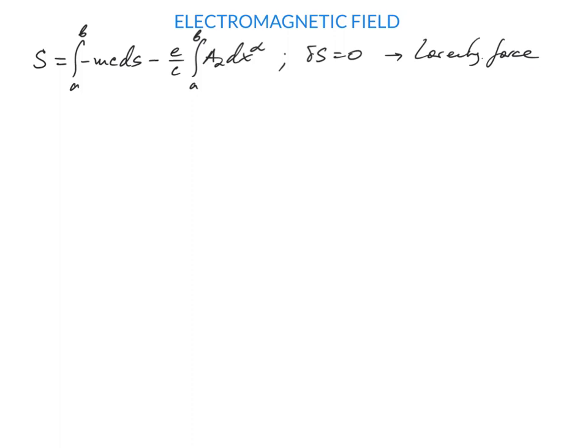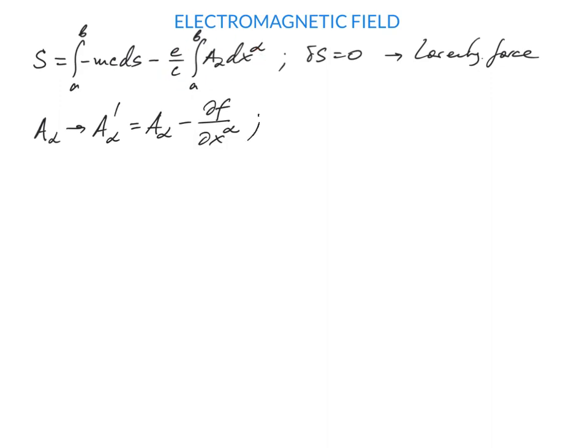Let's see what happens if we take our four-potential and replace it by a different field that differs from A alpha by a gradient of a scalar function. So introduce an arbitrary function f that is differentiable, and then see what happens if we insert this A prime instead of A into the action.